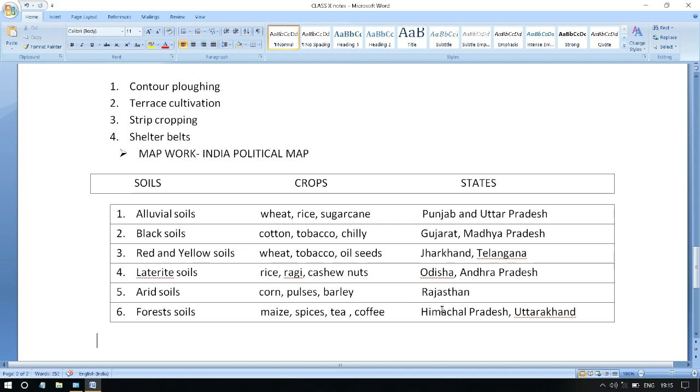Next, we have the last one, that is forest soil, and by the name we can easily understand this forest soil is found especially in forest areas, and there we can grow crops like maize, spices, tea, and coffee. The states where we find this kind of soil are Himachal Pradesh and Uttarakhand.